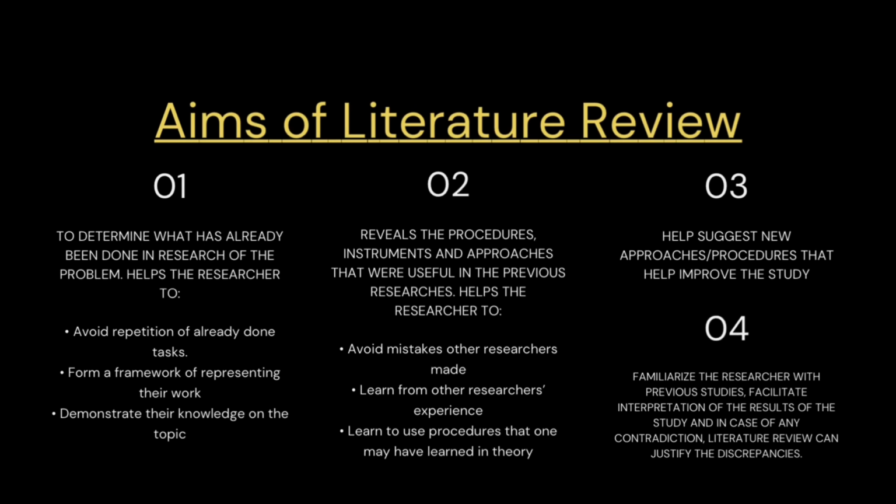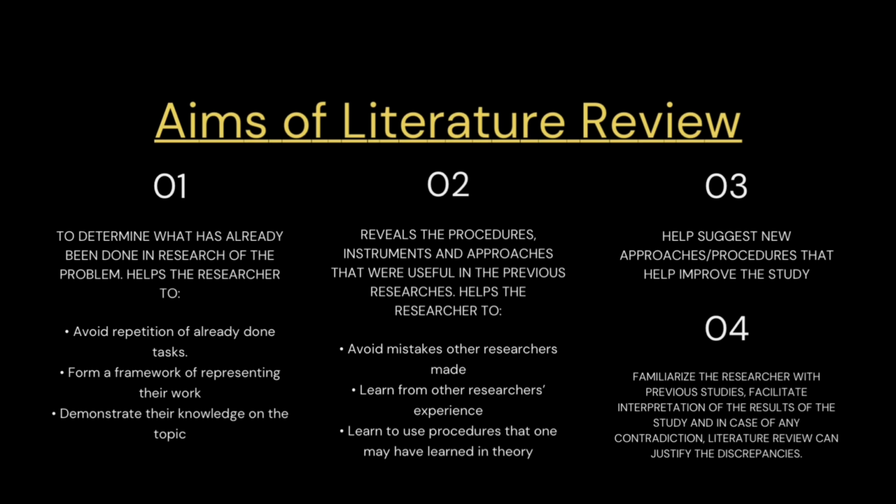It determines what has already been done in research of the problem, which helps the researcher to avoid repetition of already done tasks, form a framework for representing their work, and thirdly, demonstrate their knowledge of the topic. The second aim of the literature review is that it reveals the procedures, instruments, and approaches that were useful in the previous researches, which helps the researcher to avoid mistakes other researchers made, learn from other researchers' experience, and thirdly, learn to use procedures that one may have learned in theory.